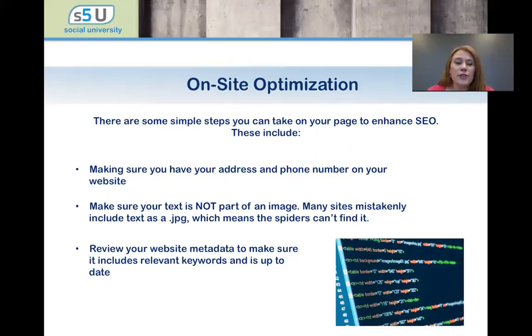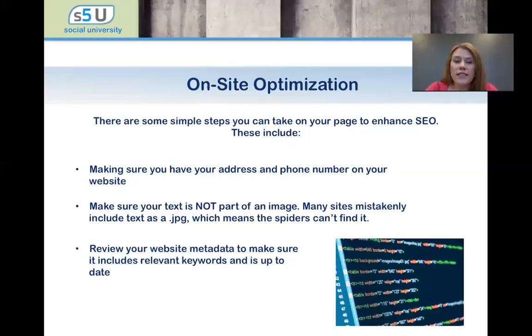The other thing that you can do is you can review your website metadata. Remember, we talked about the data that describes other data, to make sure it includes relevant keywords and is up to date with all the information about your website. Now, you may need some help with some of these if you need to talk to your web developer to get access to them, or whatever the case may be. You may need a little bit of help. But again, these are pretty easy things that you can do. You just make sure that you don't have those images that have text in them. Make sure you got your address and phone, all important things that you can do.